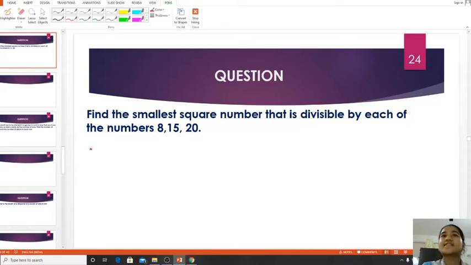So the first question says, find the smallest square number that is divisible by each of the numbers 8, 15 and 20. This question can be solved in two simple steps. Before solving, let me ask you something. Are you all aware of the term HCF? It stands for highest common factor.